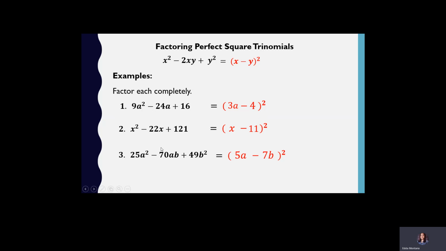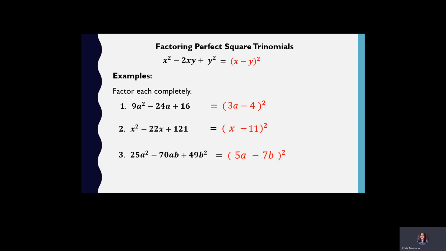Now how are you going to check again? Let's multiply the terms. 5a times negative 7b. That is negative 35ab. Negative 35ab times 2. Negative 35 times 2 is negative 70. Copy ab. So, our answer is correct. Okay, that's good. Now, this is the last example.